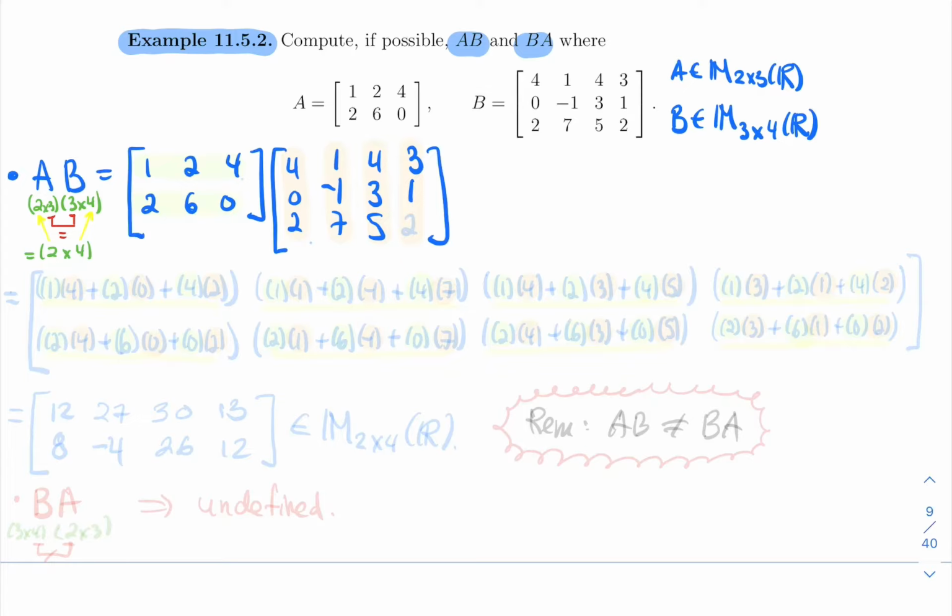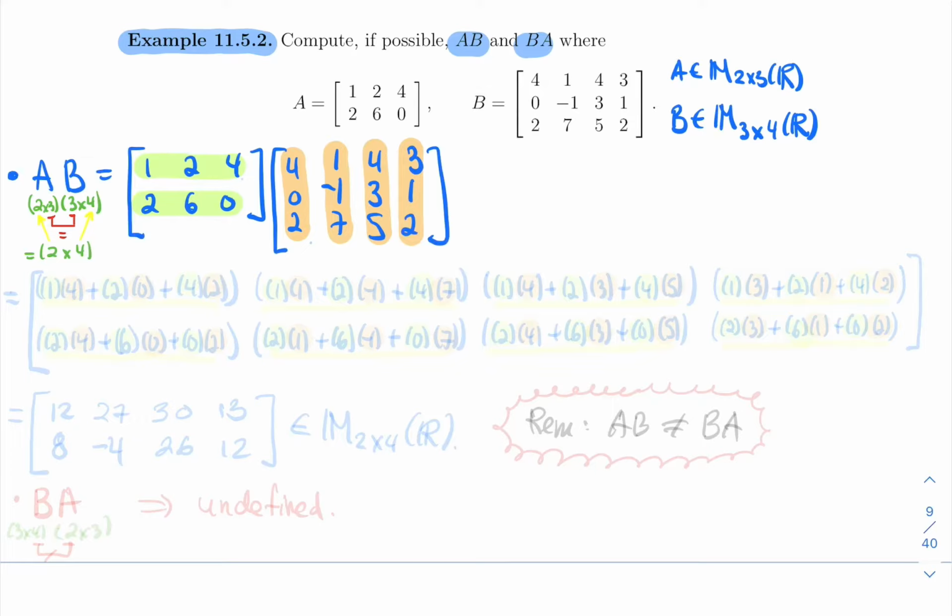As I mentioned earlier, the first thing I like to do with these matrices when I'm doing the product is to circle the rows of the first matrix. So I'm going to do this by using a highlighter. The first row of A is 1, 2, 4. The second row of A is 2, 6, 0. And then let's highlight the columns of the second matrix. So we have 4, 0, 2, then 1, minus 1, 7, then 4, 3, 5, and 3, 1, 2.